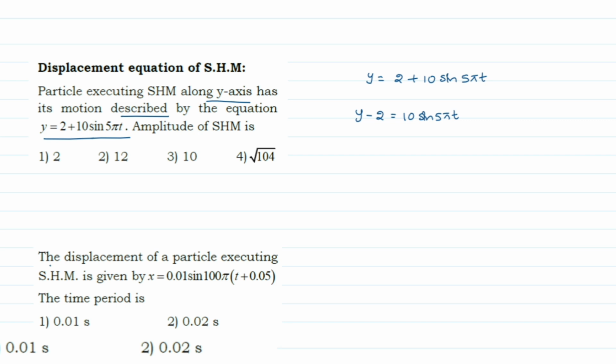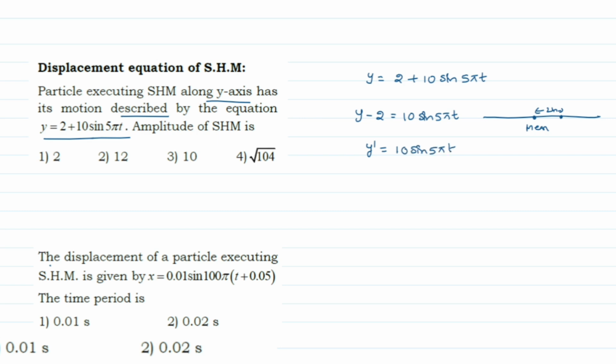That doesn't mean the particle is initially not at the mean position. This is the mean position you are taking. The particle is displaced to a distance of 2 meters already. So, taking this equation, we can write it as y dash equals 10 sin 5 pi t.